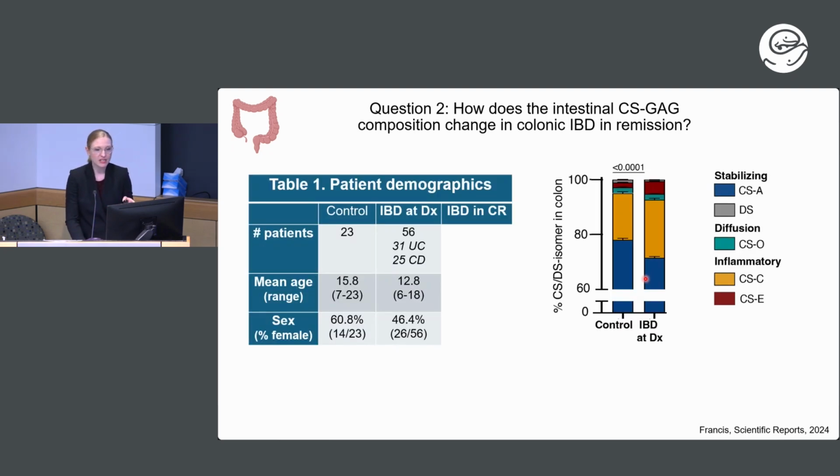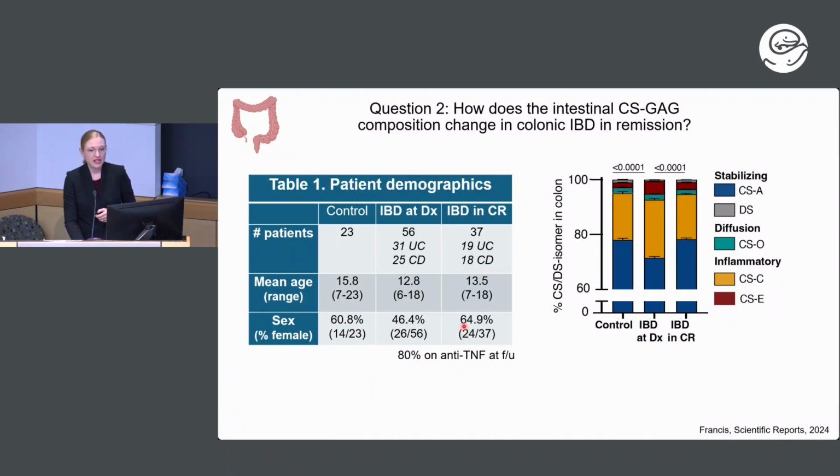So this is the same data as on the previous slide, but then I'm adding a third cohort to our analysis of patients with colonic IBD that's in clinical remission. Remember, we had many ways of defining remission. This one is clinical remission, and most of these patients are on anti-tumor necrosis factor alpha biologic agents at follow-up.